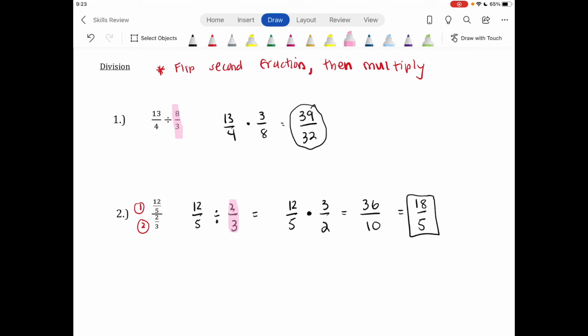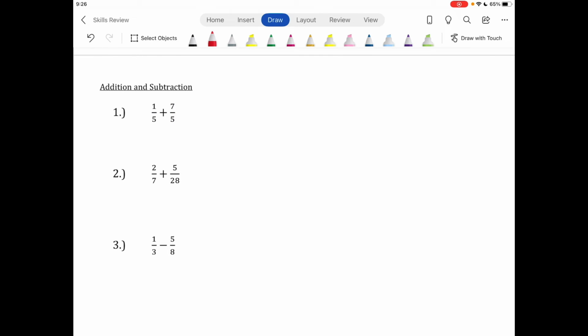Once you flip the second fraction and multiply, you'll get 36 over 10. And if you got to that point, awesome. But make sure that you always check to reduce your fraction. In this case, you can divide both numbers by 2, and the final answer is going to be 18 over 5. Last up, we have addition and subtraction.